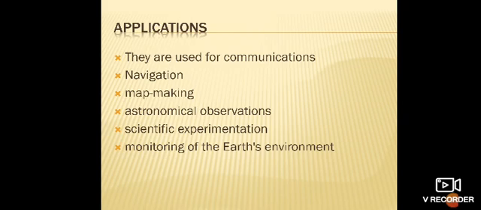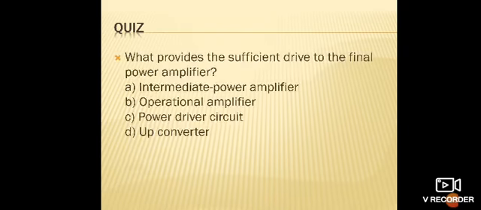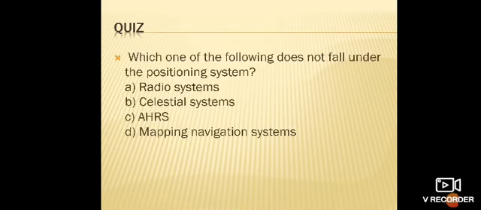Whenever it is used for communication, we use transponders. It is also used for navigation purposes, for map making, for scientific experimentation, for monitoring of the earth's environment, and for astronomical observations. So these are all of the applications of transponders.